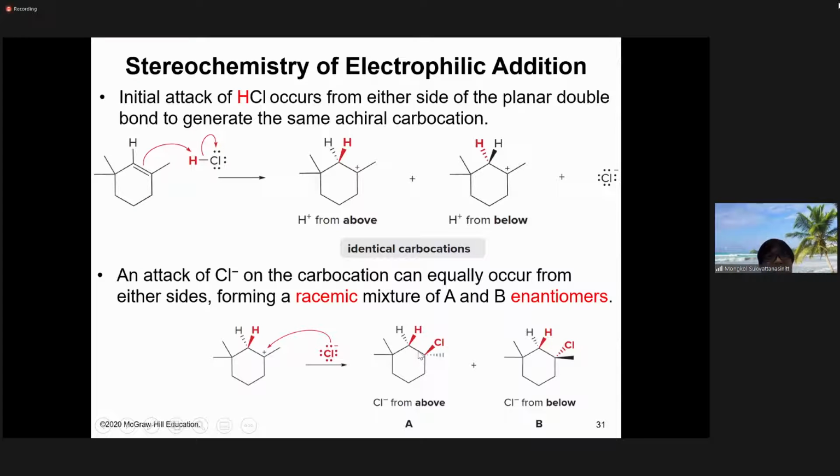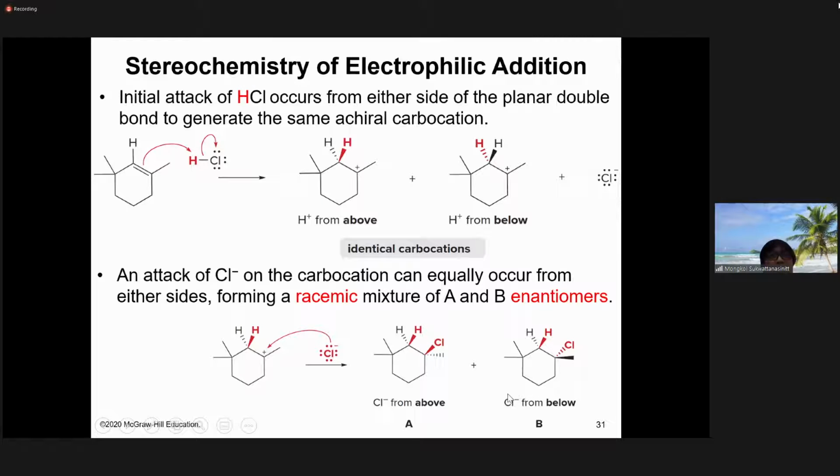Let's check whether you still remember the configuration assignment. This is R or S. S. The first priority is chlorine, right? This is number 1, number 2, number 3, and number 4, right? Number 4 is behind, so it's S. Chlorine goes to number 2. This is S, and this is R. You get 2 compounds with the same amount.